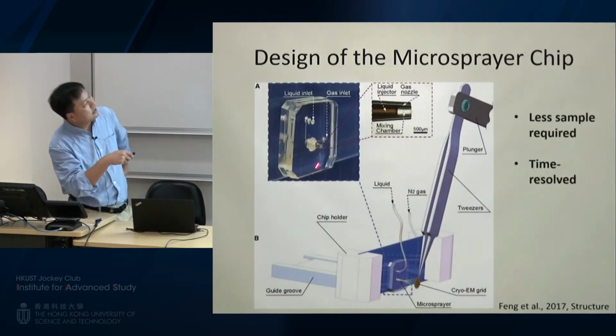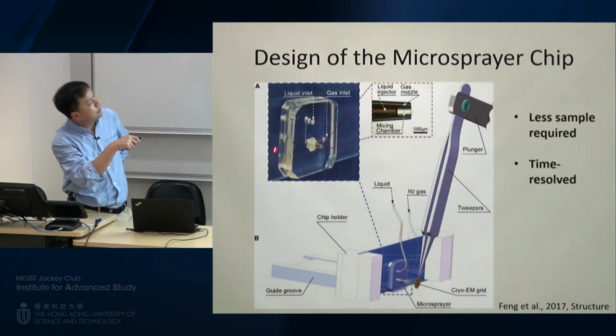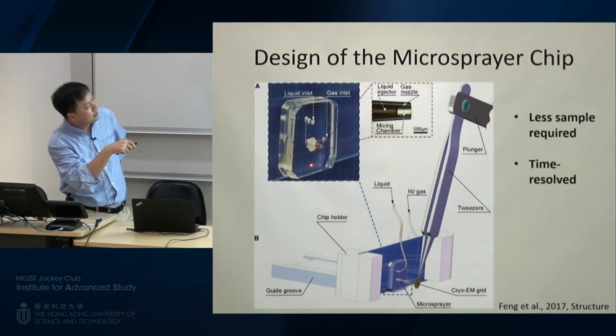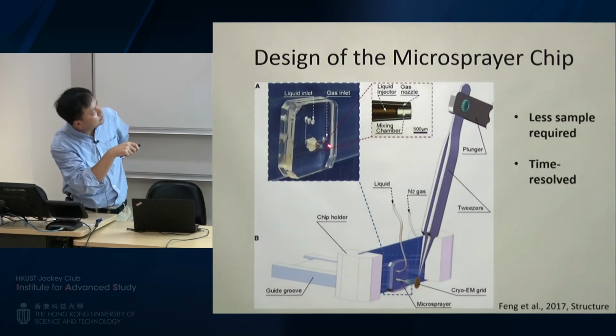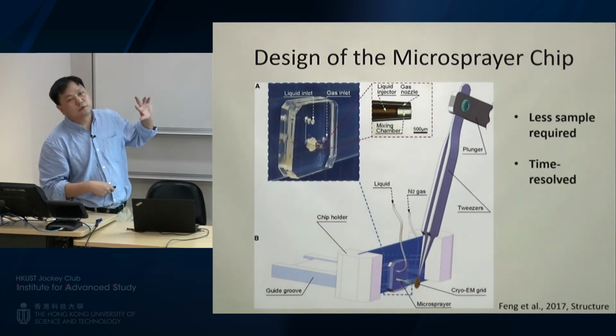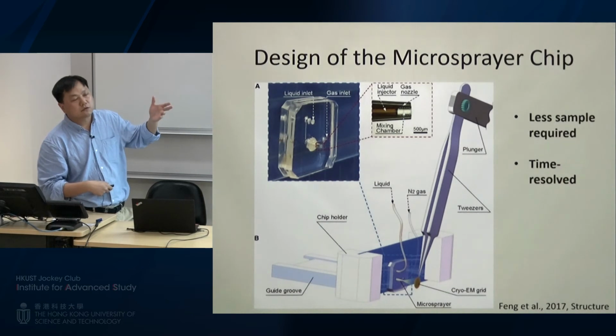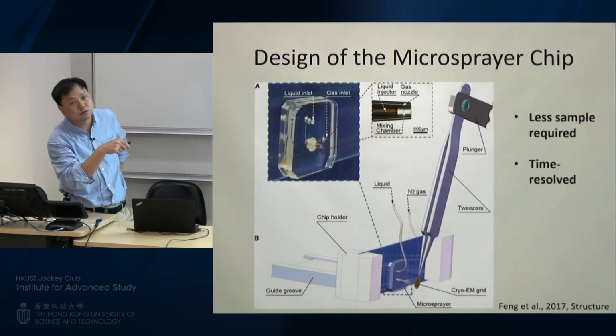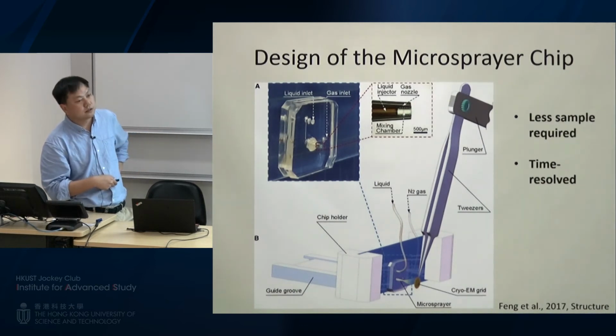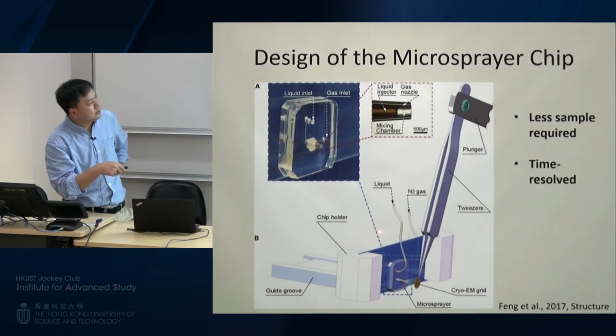They designed a Microsprayer. They used microfluidics to make a chip. In the chip, there will be two input inlets, one for solution A, the other for solution B. Then there will be an additional chamber to mix the two solutions. After the chamber, the sample will be quickly sprayed to the grid by nitrogen gas.